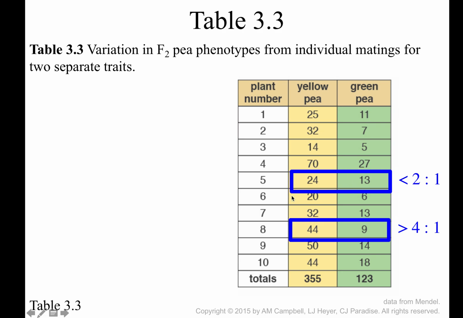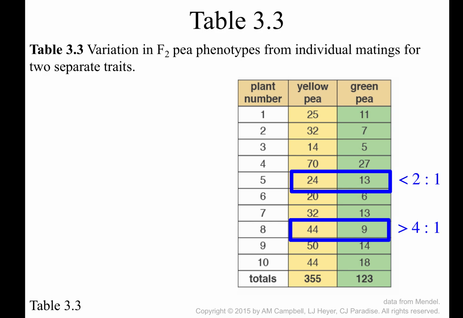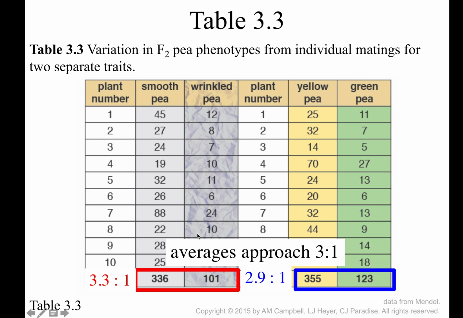And here's another situation. If we look at different traits, again, this is yellow instead of wrinkled, pea color instead of pea shape, and same sort of thing in that overall you get the 3-to-1 ratio, but in any individual mating you might not, and it could be pretty different from 3-to-1. Okay.